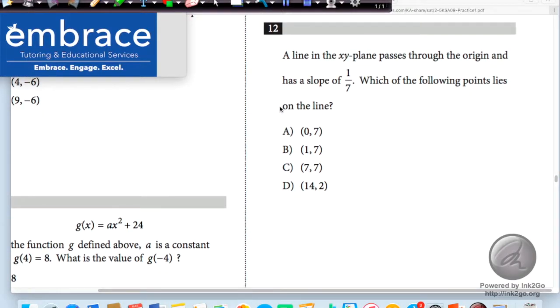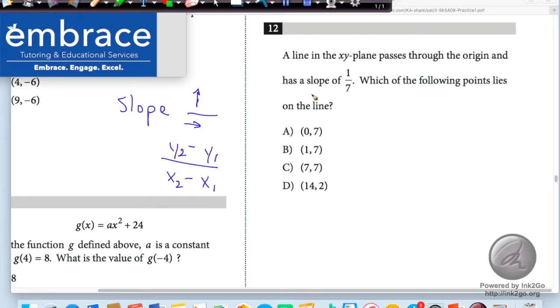Problem 12 states a line within the xy plane passes through the origin and has a slope of 1/7. Which of the following points lies on that line? Now, one quick word of advice when you're taking the SAT is when you think of slope, do your best to actually think of it as just rise over run. Rather than thinking of this as, generally many of you will think of it as y2 minus y1 over x2 minus x1. You often won't have time to do the entire equation in terms of figuring out slope.